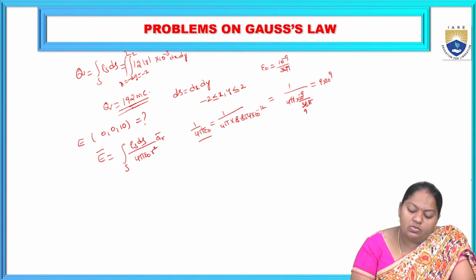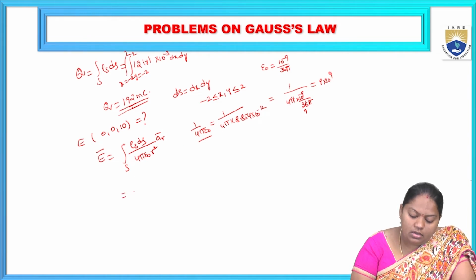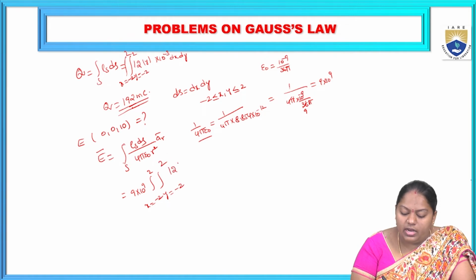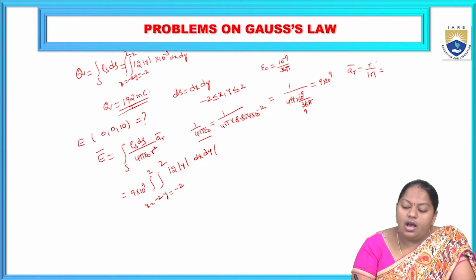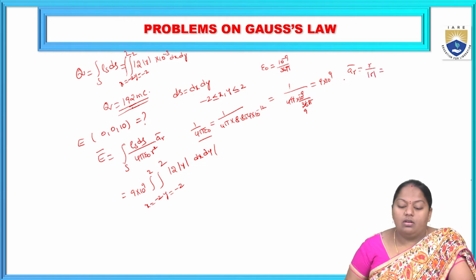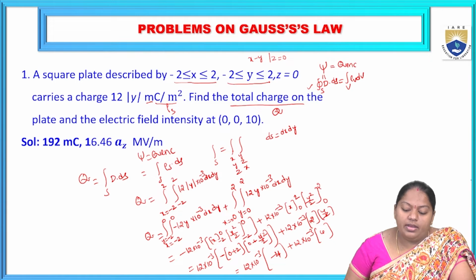So in place of 1 by 4 pi epsilon naught, we substitute 9 into 10 power 9, and the integral x is equal to minus 2 to 2, y equal to minus 2 to 2, then rho s value 12 into modulus of y, dx dy as AR. AR means, as we know, the unit vector AR is equal to R by its magnitude. Then R is given from the surface to the origin, to the field point we are going to evaluate at 0, 0, 10.